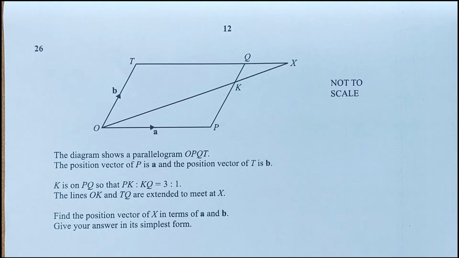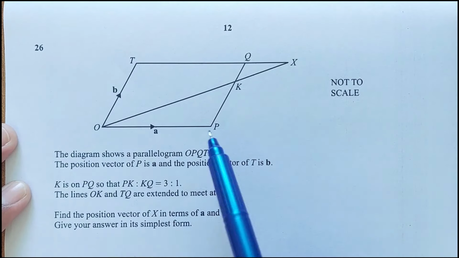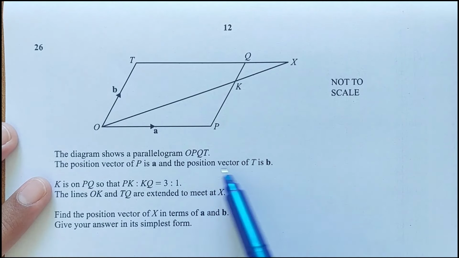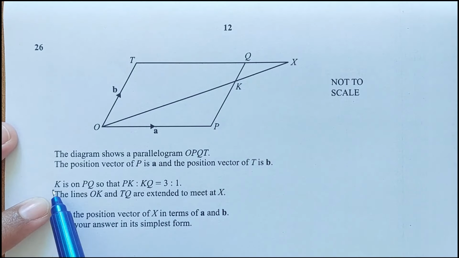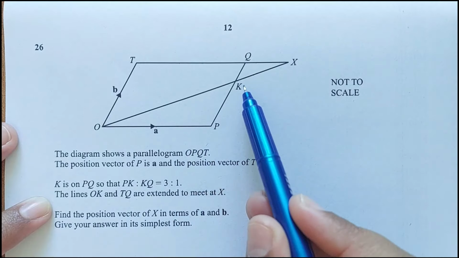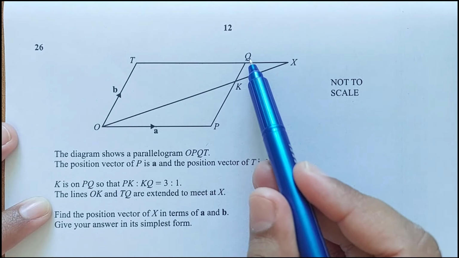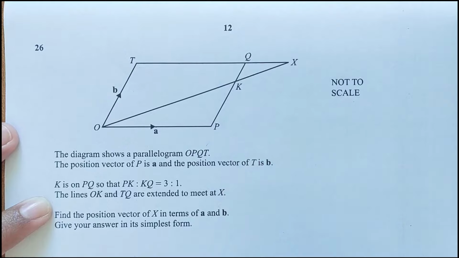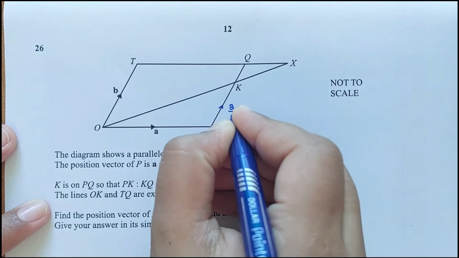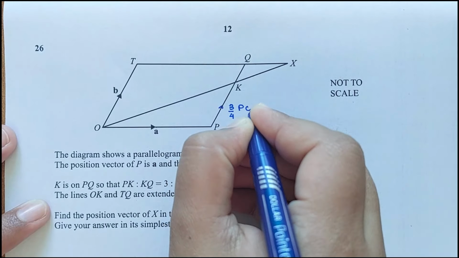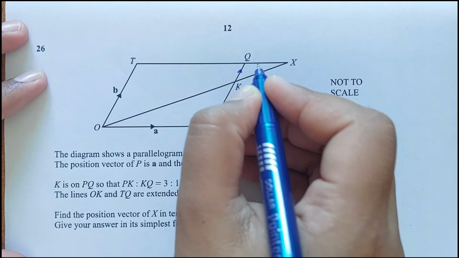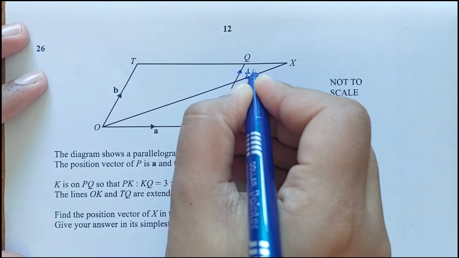Question number 26. The diagram shows a parallelogram O, P, Q, T. The position vector of P is A and the position vector of T is B. K is a point on PQ, so that PK and KQ are in the ratio of 3 to 1. So it means PK is 3 by 4 of PQ and KQ is 1 by 4 of PQ.